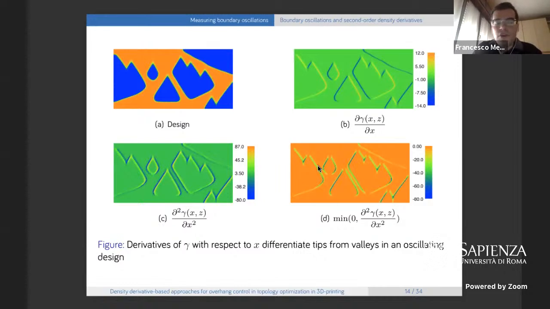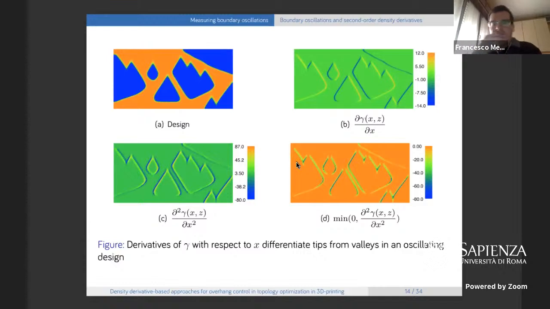And these figures, and maybe especially this bottom right figure, show that while tips of oscillating boundaries are evidently characterized by negative second order derivatives, at valleys of oscillating boundaries, this is not true. We are going to have positive values, and when we plot only the negative values, these will just be 0.